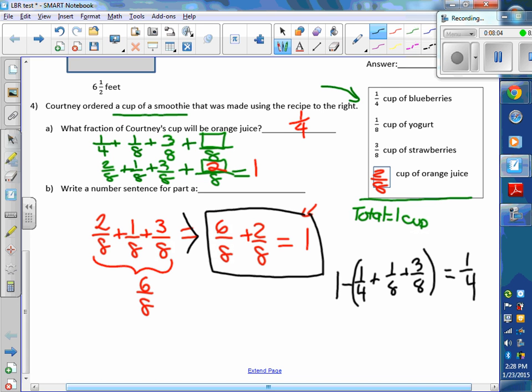I have a question. Oh, on number 4? Yeah. So on 4A, I didn't get it wrong. I got 2/8. Do I just reduce it to 1/4? Yes. Okay.